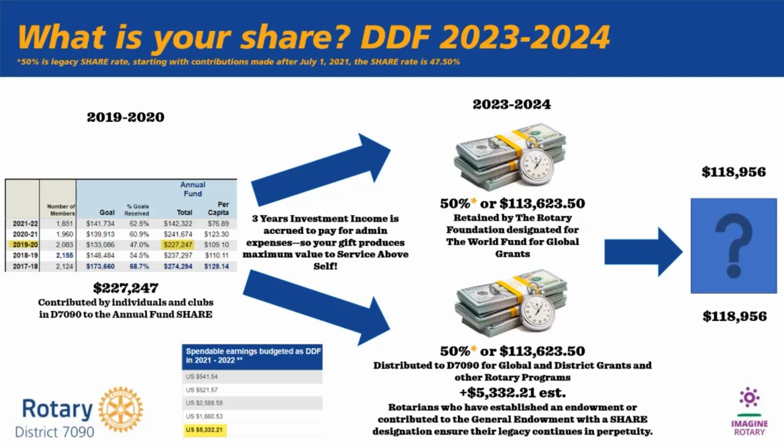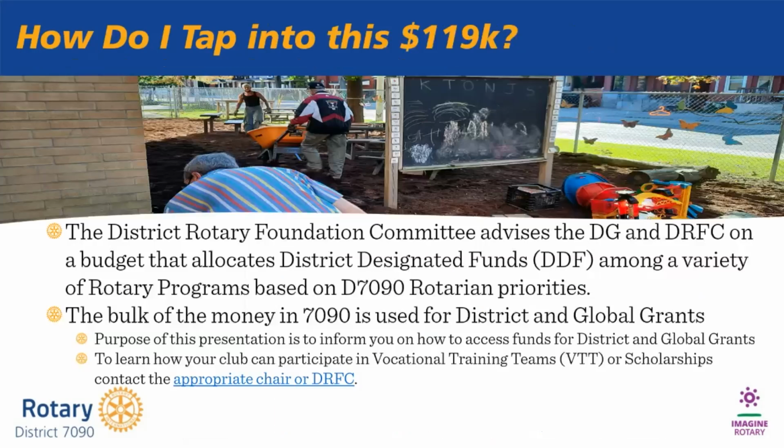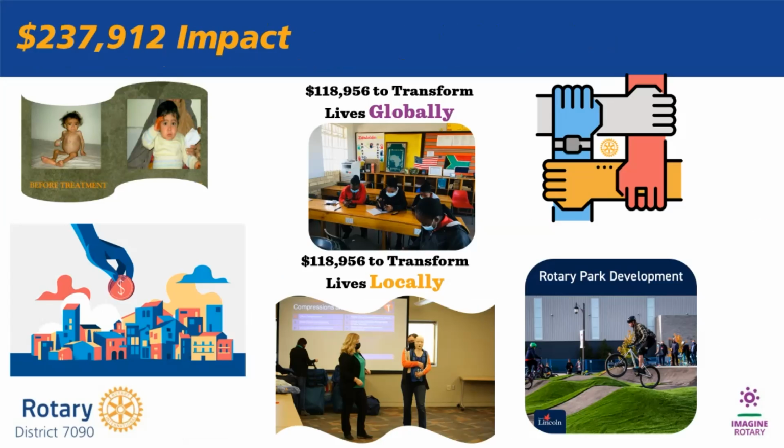to help support funds. So at the end of the day, we have around $237,000 to make an impact in the world. Like I mentioned, 50% of that, $118,000, goes to the World Fund for global transformation, and $118,000 comes back locally for us to decide how we want to use that. And we use that largely for club and district grants.